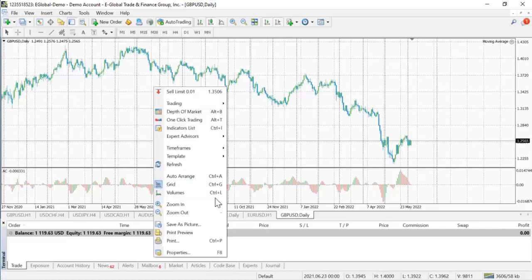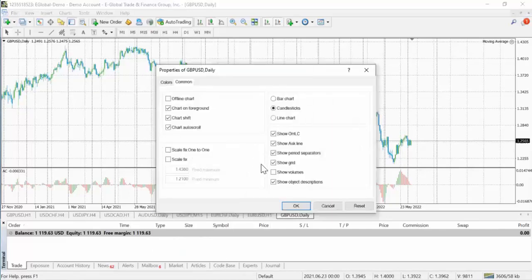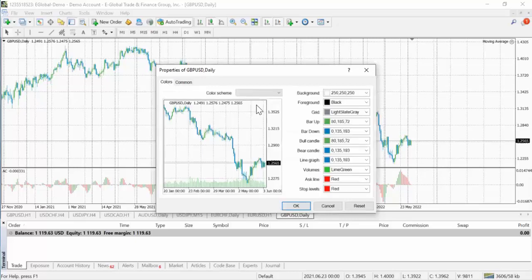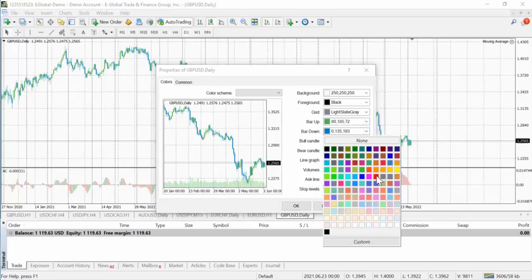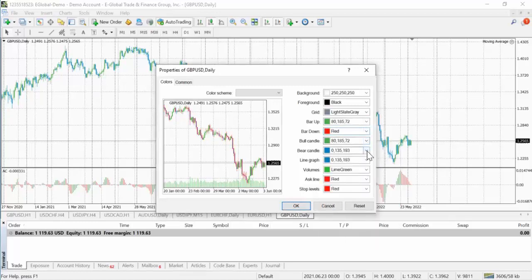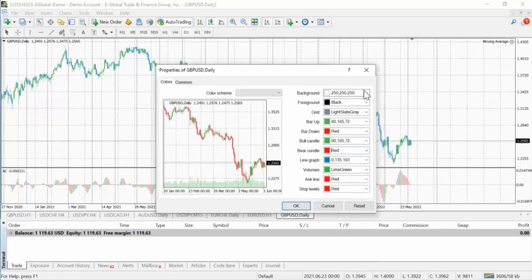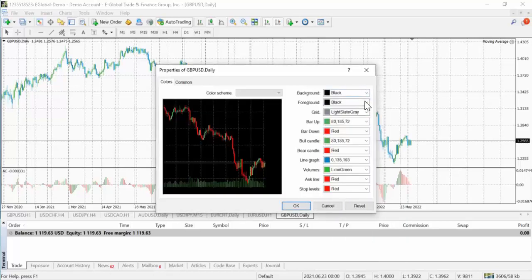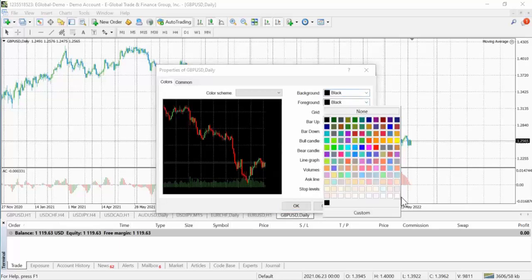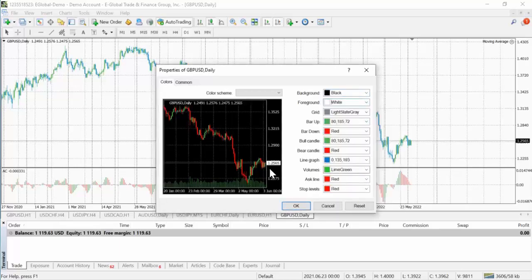Let me change all this to what I normally use. So bar up, green, bar down, red, bullish candle, green, bearish candle, red. And I want to make my background black. I want to make my foreground white. Okay, so that is that.